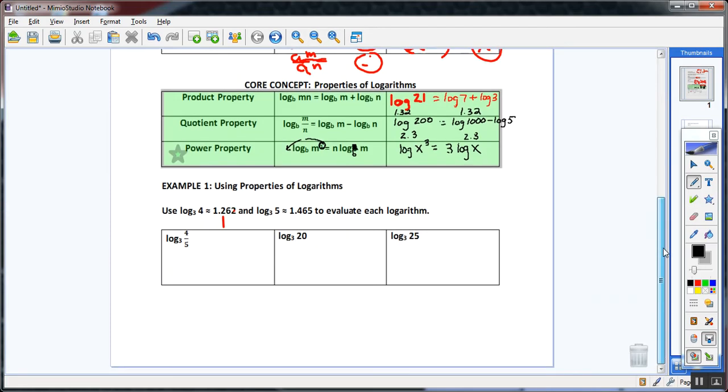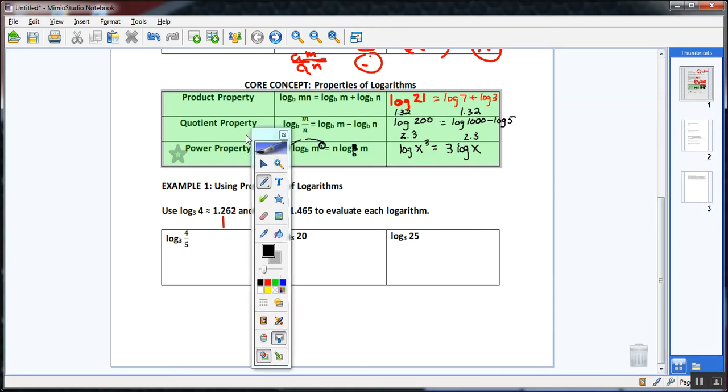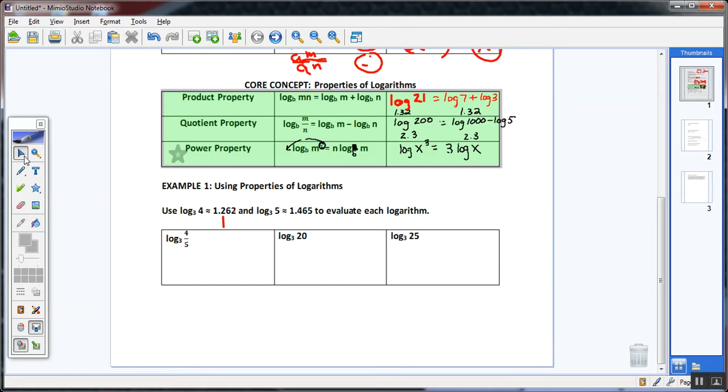So example 1, let's talk here, kids. It says using properties of logarithms, and I've got to get rid of this right here. So where are my tools? There they are. Drag them over here. Okay. Whoa, I didn't want to do that, but this will work. All right. Guys, example 1 says, use the idea that log base 3 of 4 is approximately what? And they're telling you that log base 3 of 5 is approximately what? It says use property of logs to try and evaluate this.